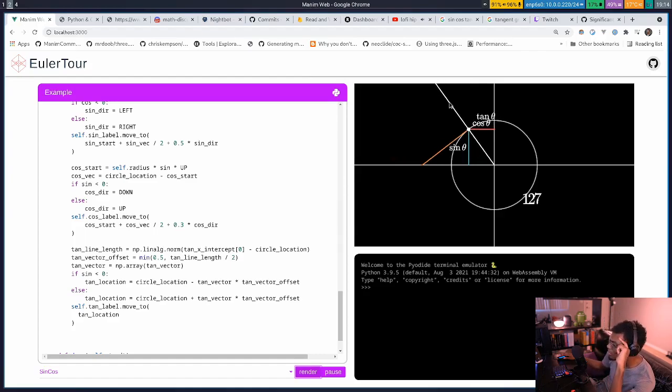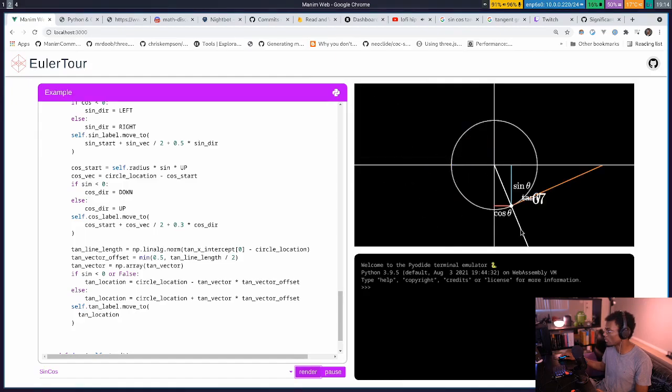Why in the second quadrant? Here the sign is positive, and I wanted it flipped. I think I'm being bad at math right now. Okay, I want it flipped in the first quadrant and the third quadrant.